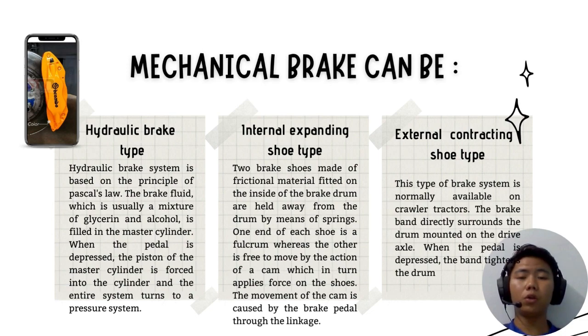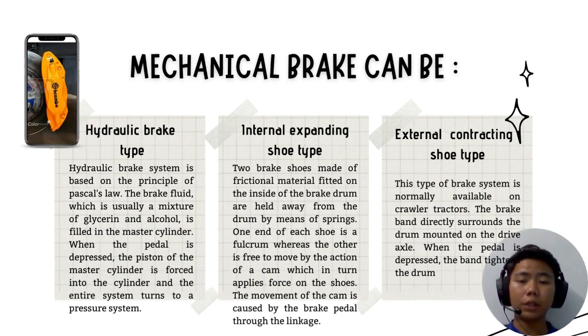So next we go to the mechanical brake types. The first one is the hydraulic brake type. Hydraulic brake type is based on the principle of Pascal's law. The brake fluid, which is usually a mixture of glycerin and alcohol, is filled in the master cylinder. When the pedal is depressed, the piston of the master cylinder is forced into the cylinder and the entire system turns into a pressure system.